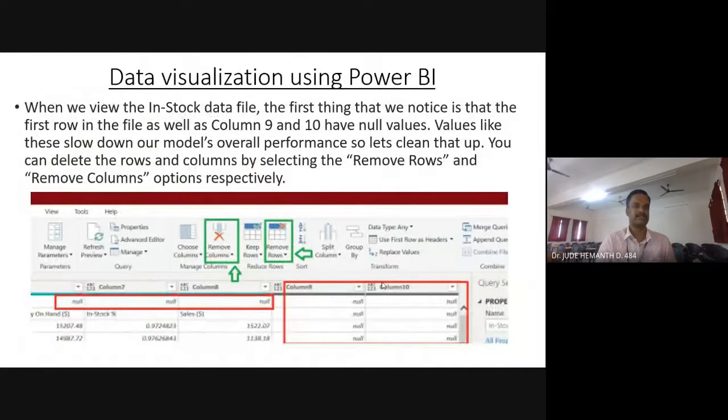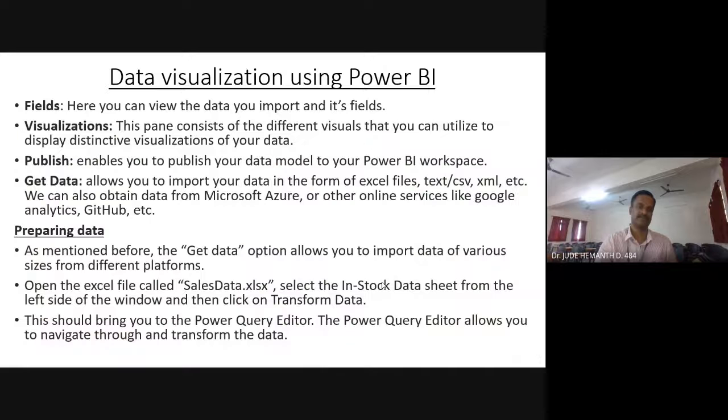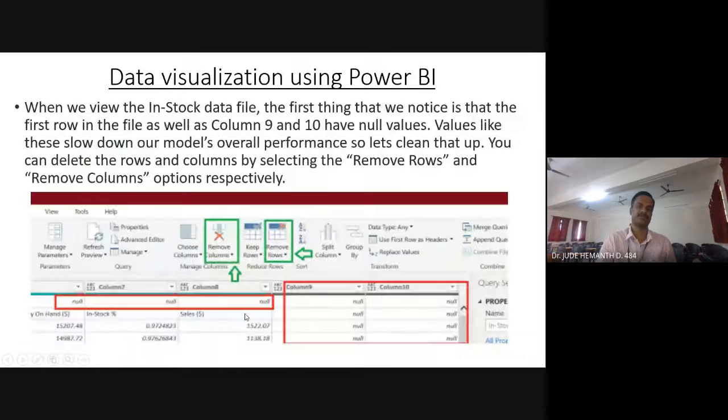So this is the initial step, preparing the data. So when we view the in-stock data file, now you can assume that your in-stock data file, that is your sales data file, is available here in your, this is called as the Power Query Editor, which is the end step of your preparing data process. The first thing that we notice is that first row in the file as well as column 9 and 10 have null values. Right? There is a possibility that your Excel sheet which you are getting may not have all the value. There may be some anomalies. There may be some null values which we have seen already, data cleaning. So what you can do is you can delete the rows and columns too.